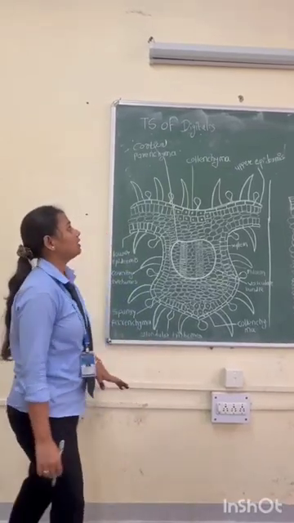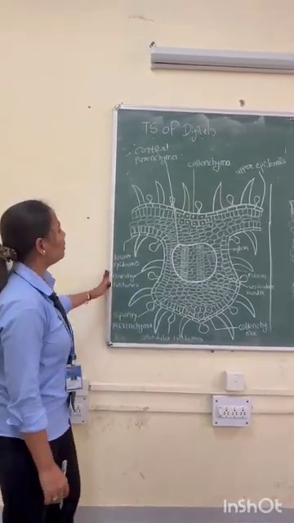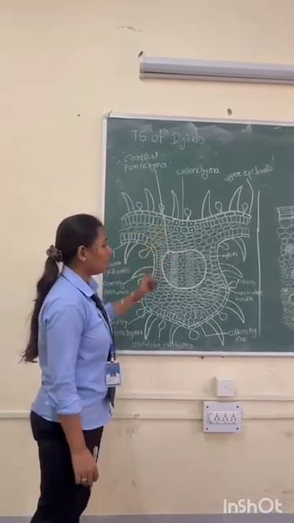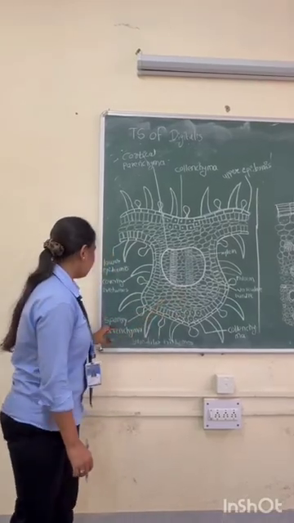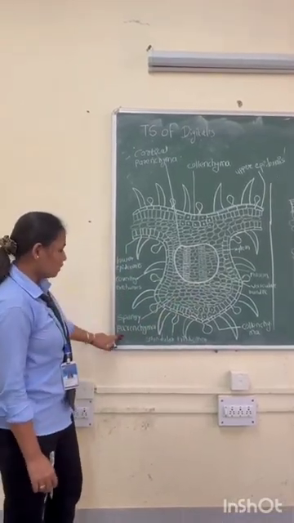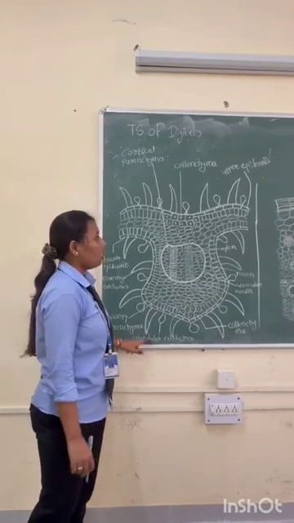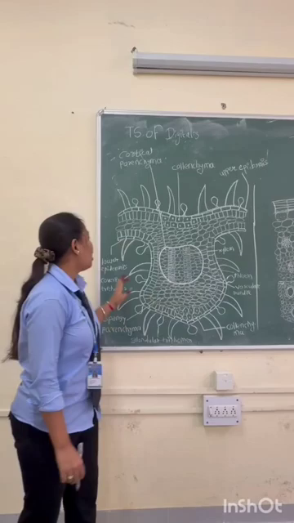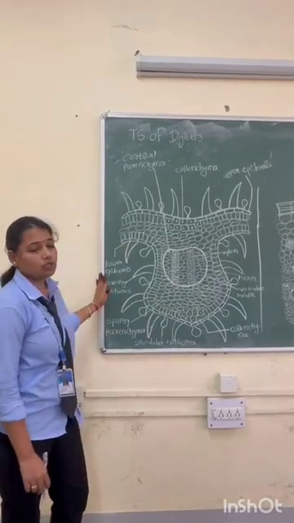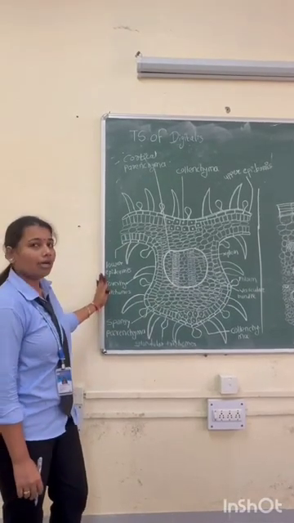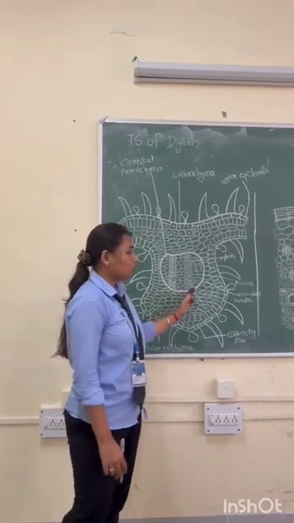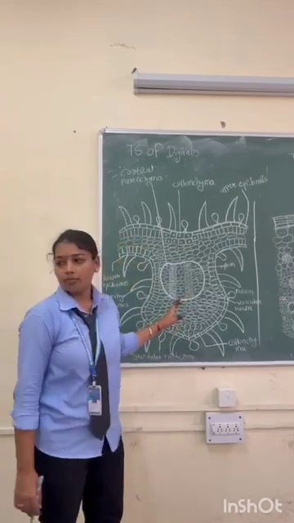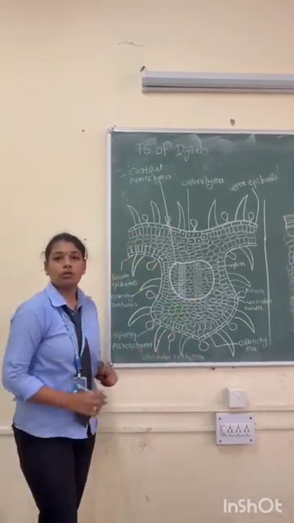Now the TS of digitalis. The TS of digitalis mainly contains upper epidermis, lower epidermis, cortical parenchyma, collenchyma, xylem and phloem, vascular bundle, covering trichomes, and glandular trichomes. Now the upper epidermis is responsible for protection from sunlight and the lower epidermis is responsible for the transport of gases. Now the vascular bundle is responsible for the transport of water and the xylem phloem is responsible for the transport of food material.